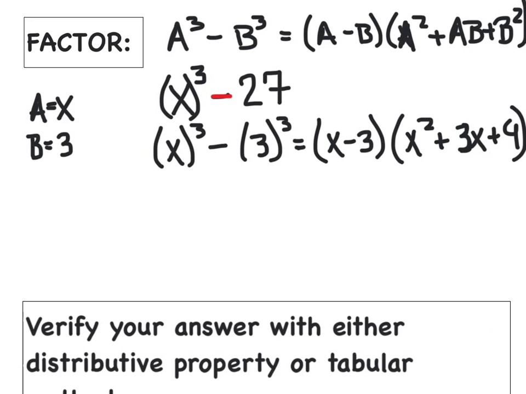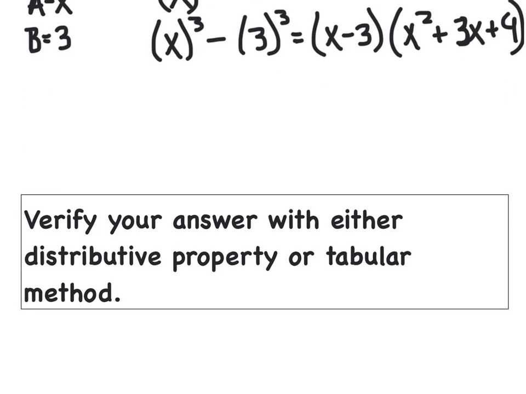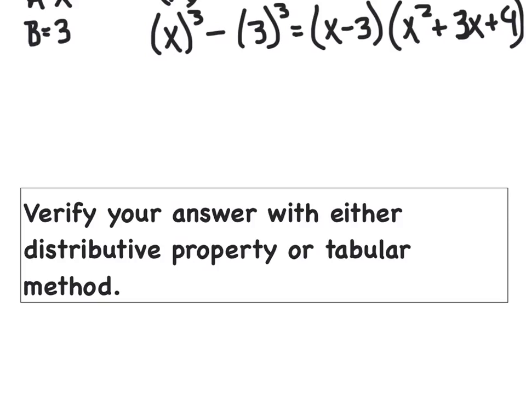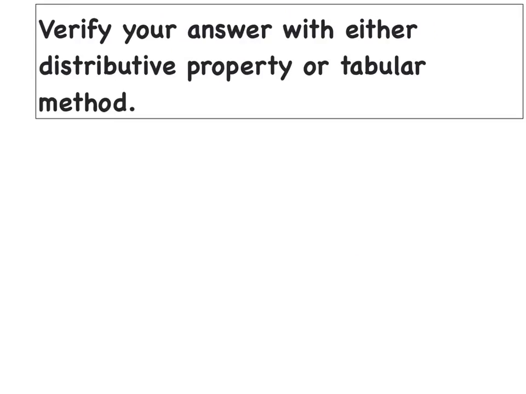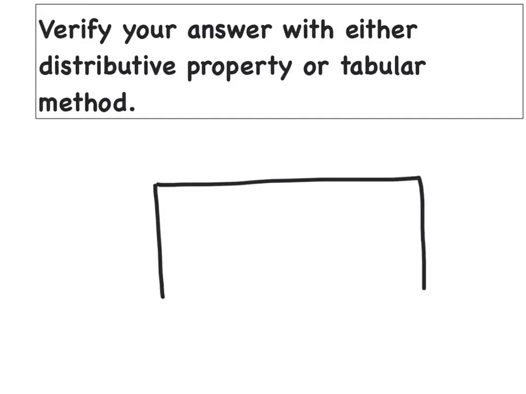Now what we're going to try to do is verify it this one time. In other words, we're going to check our answer. As this says, we can feel free to choose either the distributive property or the tabular method. And you know what I'm going to do? I'm going to go with the tabular method right now. And I feel like we're pretty darn comfortable with that.